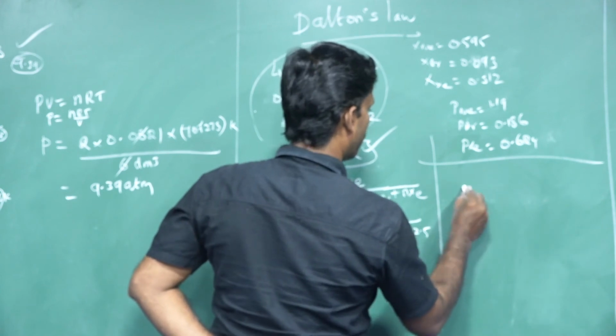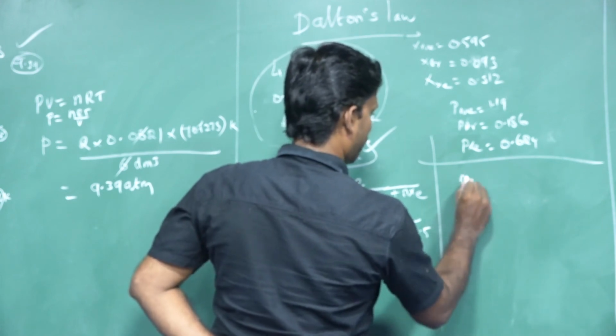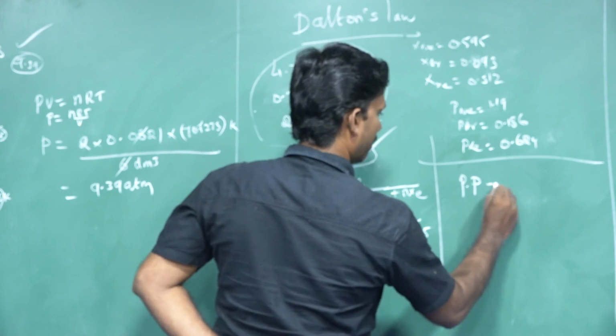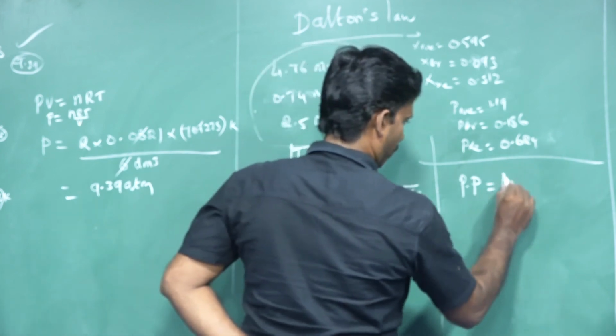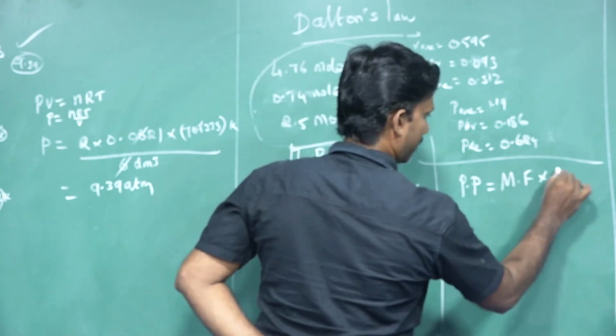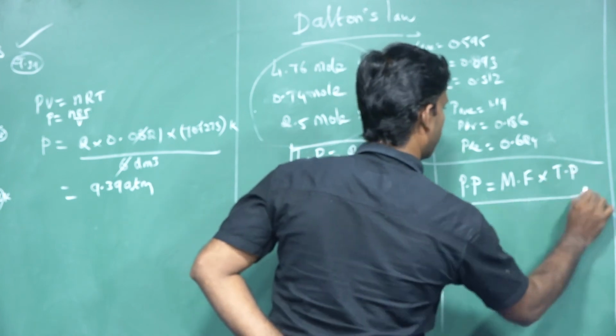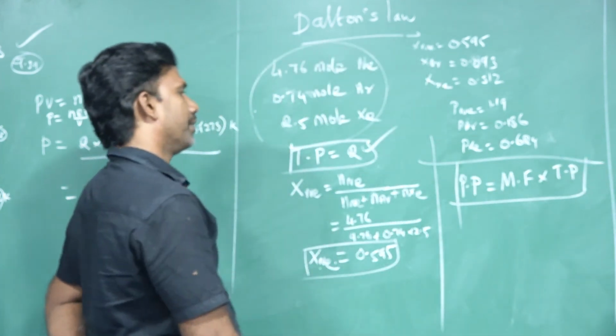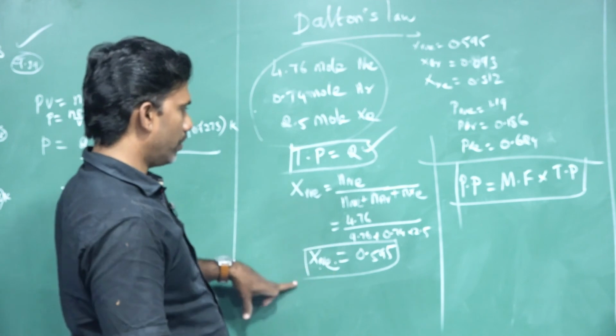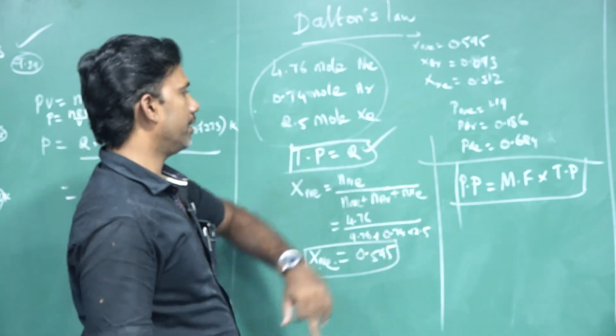If I do the problem, what is the formula? Partial pressure is equal to mole fraction into total pressure. This is the formula you have to always keep in mind. So I am doing one individually, and you do the remaining ones at home.